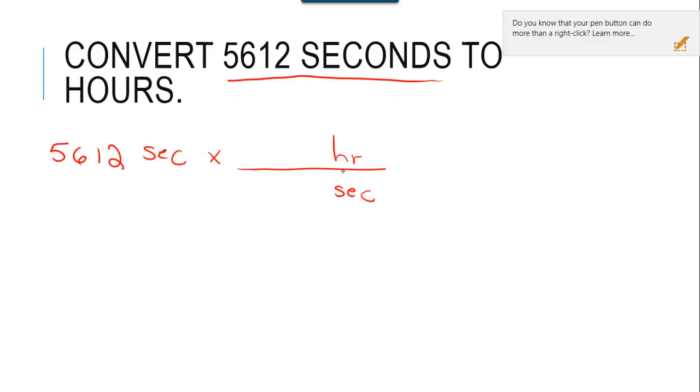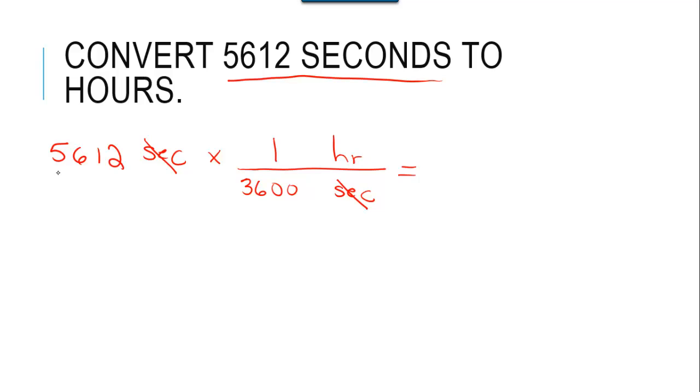Then you have to think to yourself, how are hours and seconds related? Well, I know that there are 60 seconds in a minute, and there are 60 seconds in an hour. So in 1 hour, there are 3,600 seconds. That's 60 times 60. Almost there. Seconds cancels with seconds, because one's on top, one's on bottom. And then you're going to need to use your calculator.